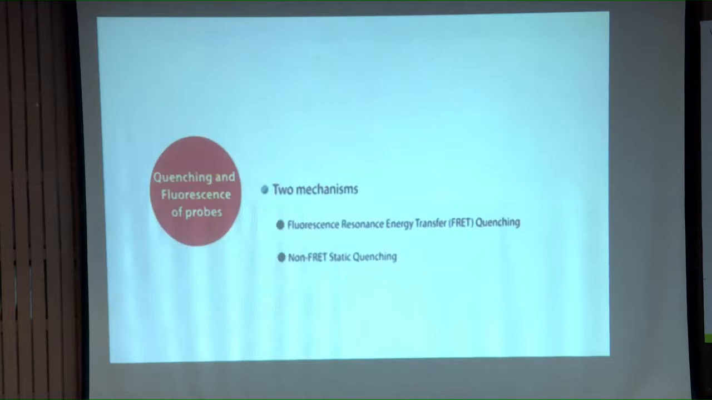Now the question is how the chemical which is going to give you fluorescence is quenched by the chemical. Let's take some examples. There are two mechanisms reported. One is called FRET quenching, another one is non-FRET quenching, right?